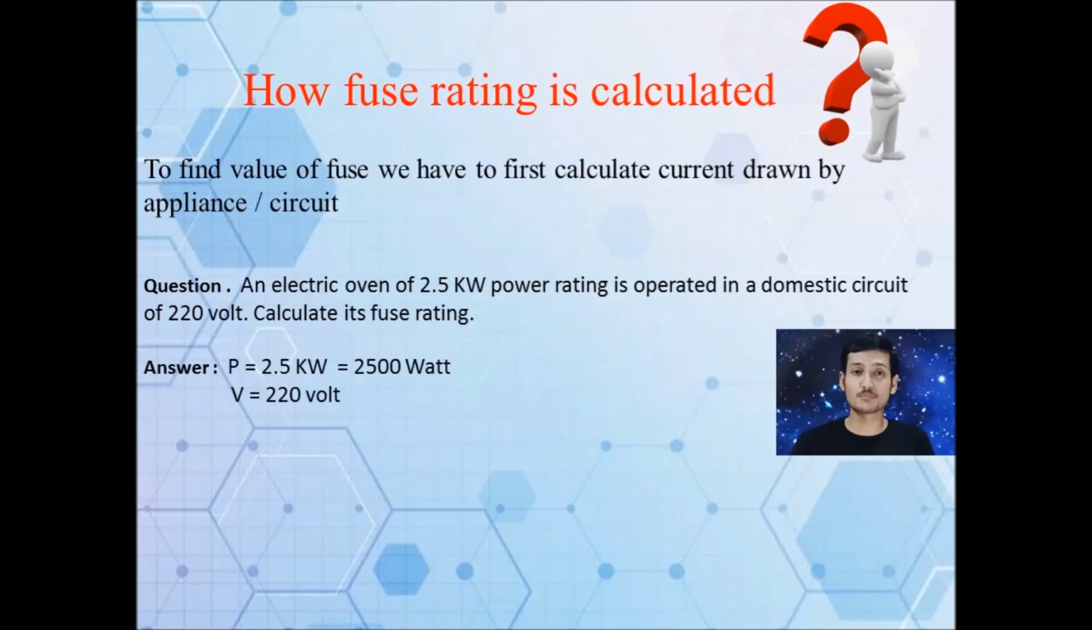We know that power is equal to V into I, so we can say that I is equal to P by V, that is, power upon voltage. So 2500 divided by 220, if you solve this, it comes out to be 11.36 ampere. Now the fuse rating must be slightly greater than this. So we can use a 12 ampere fuse for this, or if we have to use some standard value, we can even use a 15 ampere fuse with it.